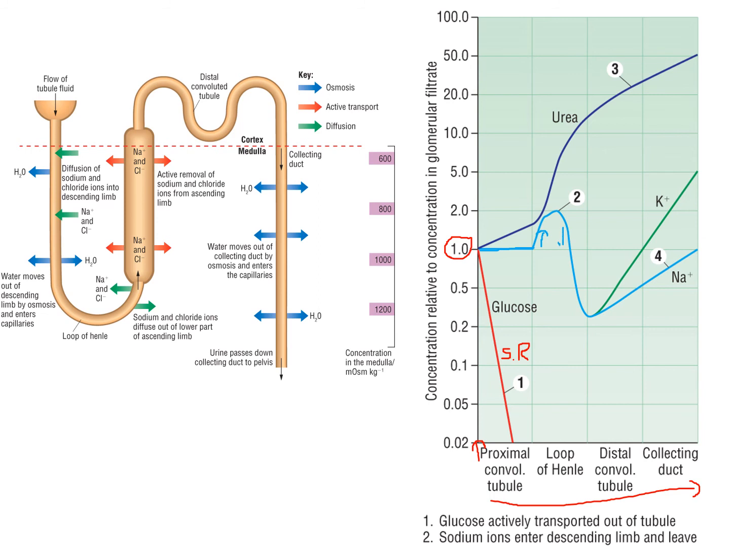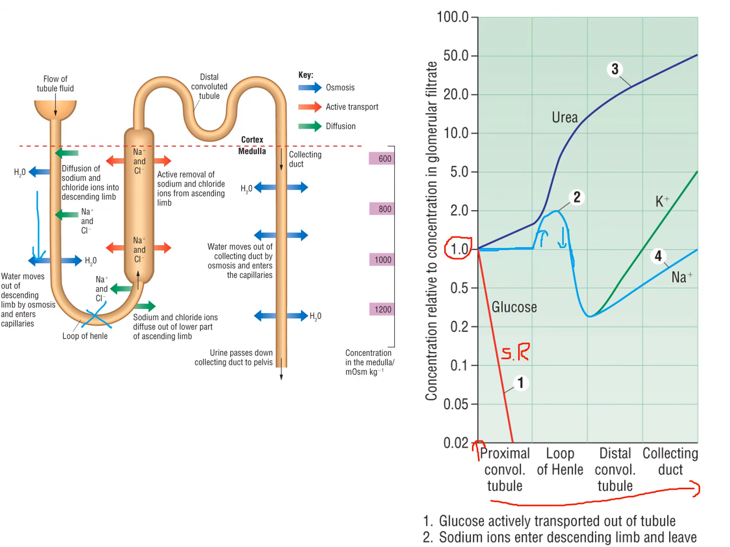Now, why would that be the case? Well, this is relative concentration of sodium. As you go into the loop of Henle and down the descending limb, water is removed, and that means the concentration becomes the highest at the bottom of the descending limb. But then the concentration of sodium ions starts to drop because the sodium ions are diffused at the start, and then actively transported out as you go up the ascending limb of the loop of Henle.